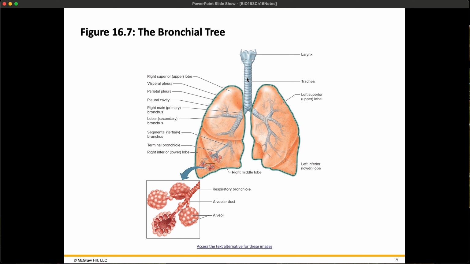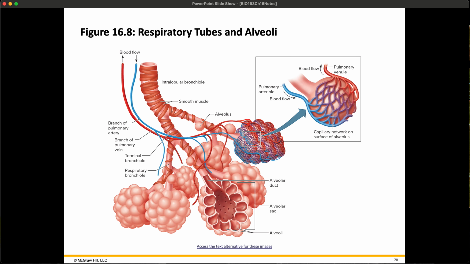Here you can see this picture, again, should be something pretty familiar for you. As you go all the way down, you can pull it out and you can see the terminal bronchiole, that leads to a respiratory bronchiole, and then you get into your alveolar sacs and individual alveoli. And there they are wrapped in the capillary beds. Again, you can see how nice and close contact they make.